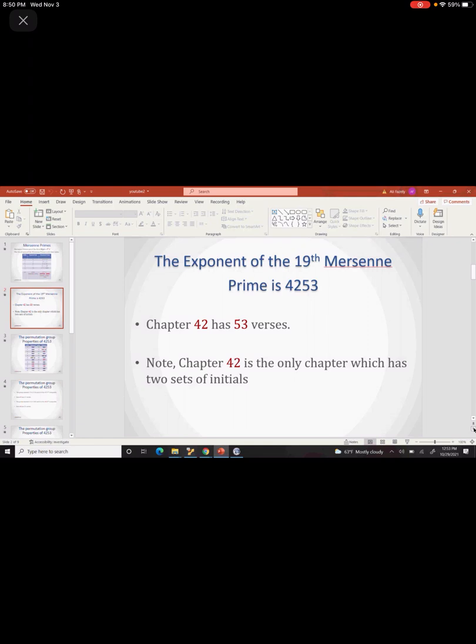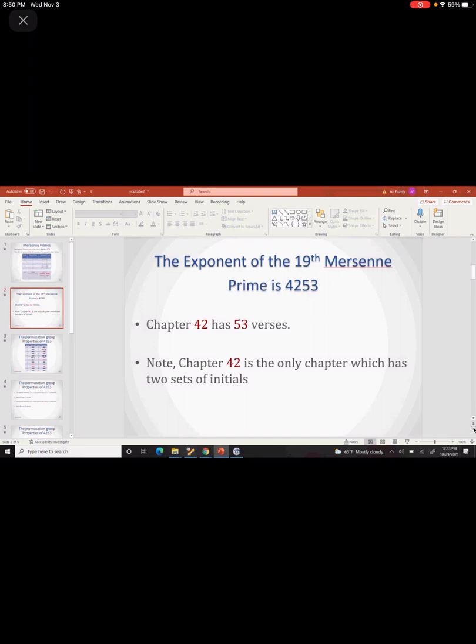The property of the Quran with chapter 42 having 53 verses means that it had to obey that mathematics. In other words, the mathematics generated chapter 42 having 53 verses.